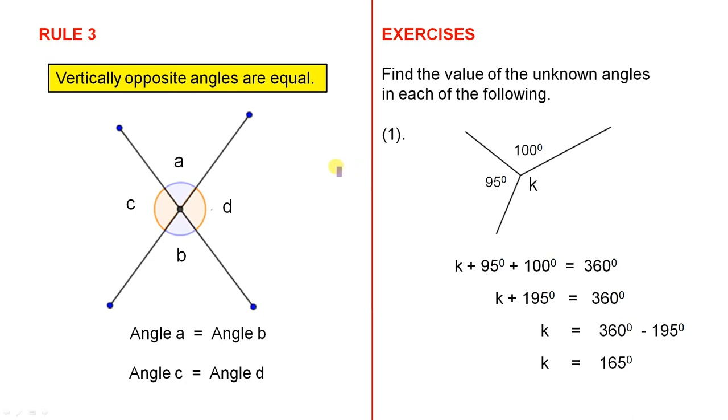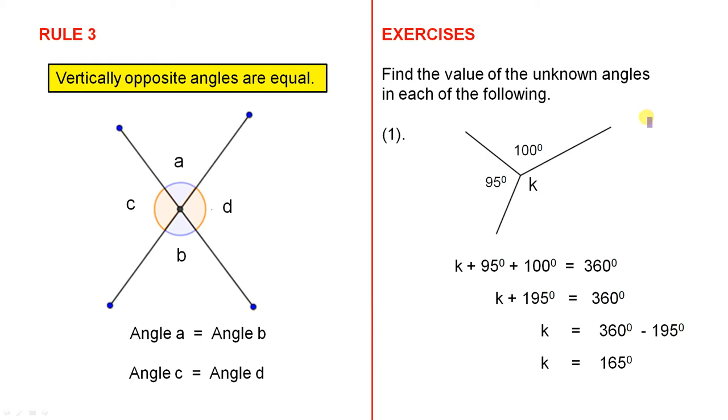The next rule is a very straightforward one, but quite important. Vertically opposite angles are equal. If you have 2 straight lines intersecting, then the vertically opposite angles, for example, are A and B. So angle A equals angle B. That means the vertically opposite angles are equal. The other vertically opposite angles are C and D. Angle C equals angle D. So they're very straightforward rules, those 3, but they're very important in the area of geometry.